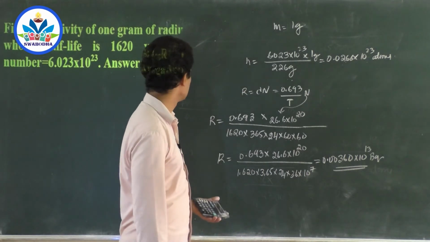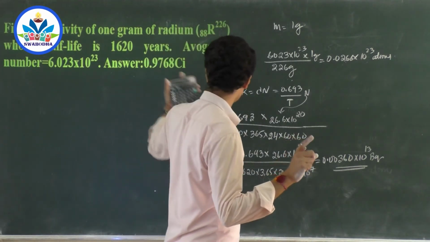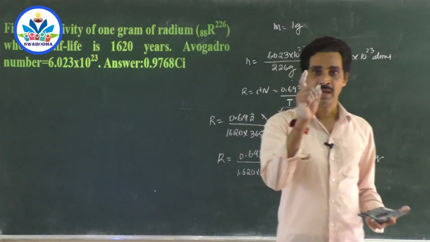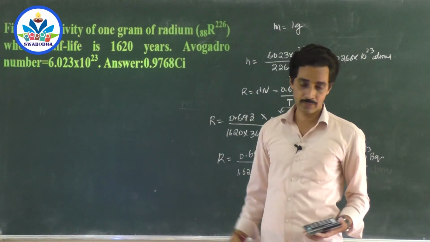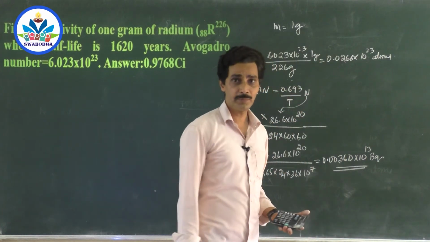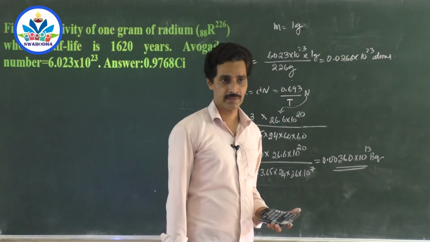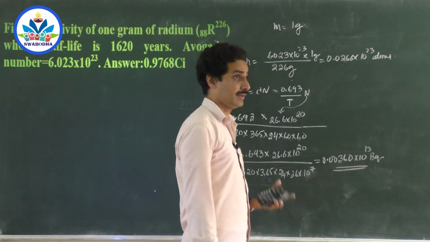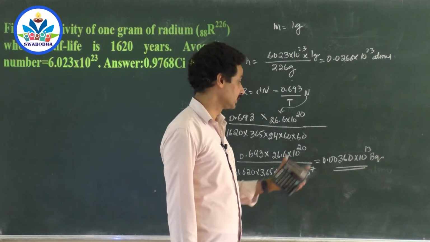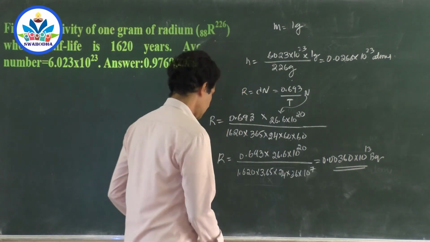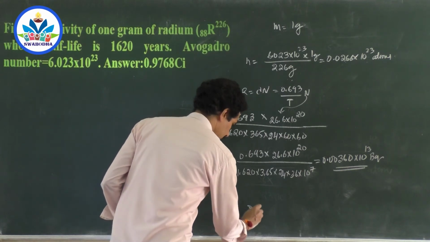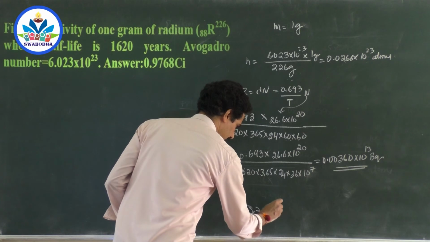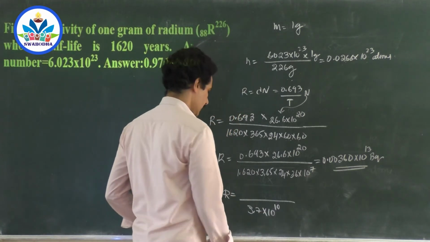Now we want to convert it into Curie. It should be 1 Curie almost, right? 0.9768, because the activity of 1 gram of radium itself is 1 Curie. So it should be 1 Curie. So what can I do? 1 Curie is 3.7 into 10 to the power 10 disintegrations per second. How much is this one? 3.7 into 10 to the power 10 disintegrations per second is 1 Curie.